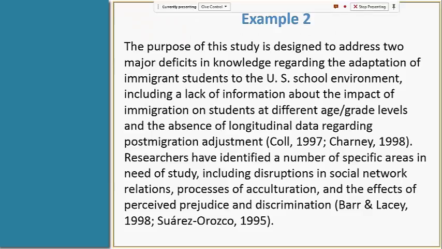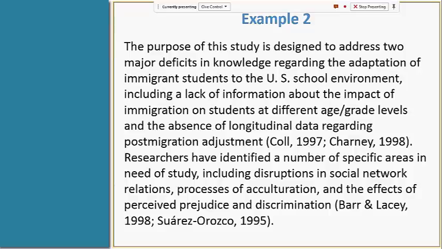So I have one more example of a proposal that has all the same information in it, but it's organized a little bit differently. Okay. So let's read through it. The purpose of this study is designed to address two major deficits in knowledge regarding the adaptation of immigrant students to the U.S. school environment, including a lack of information about the impact of immigration on students at different age grade levels, and the absence of longitudinal data regarding post-migration adjustment.